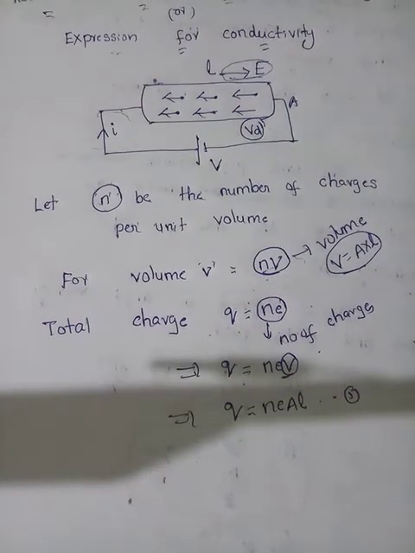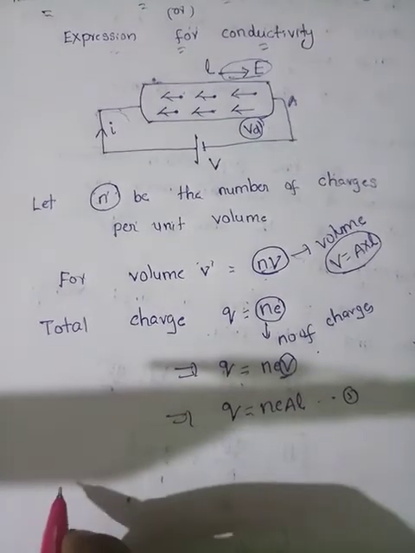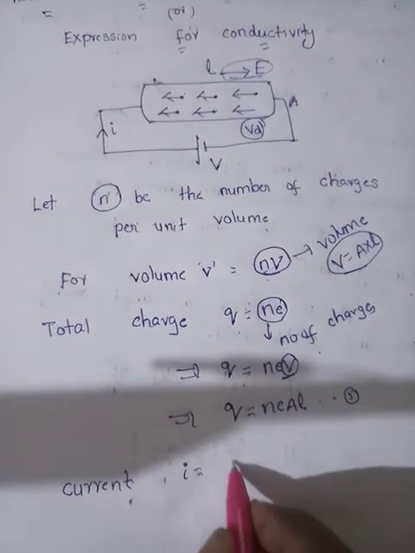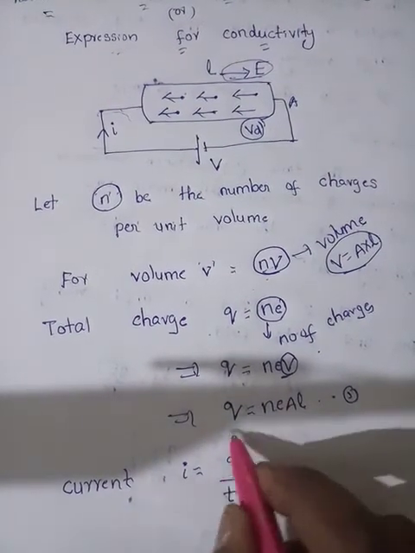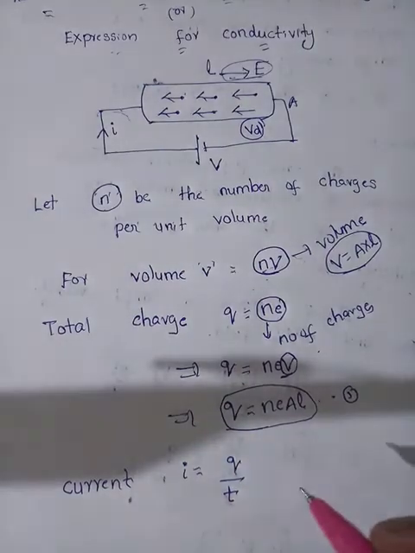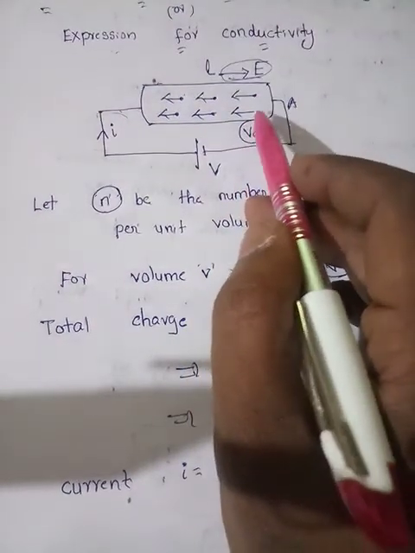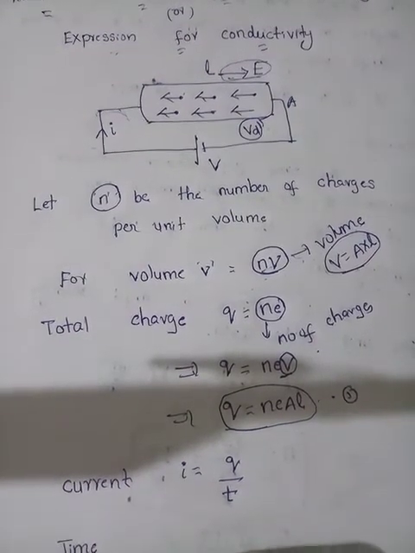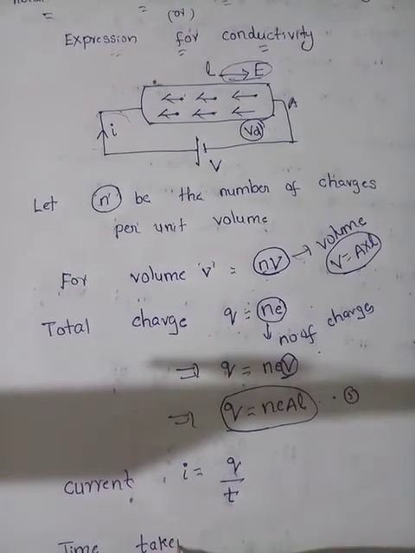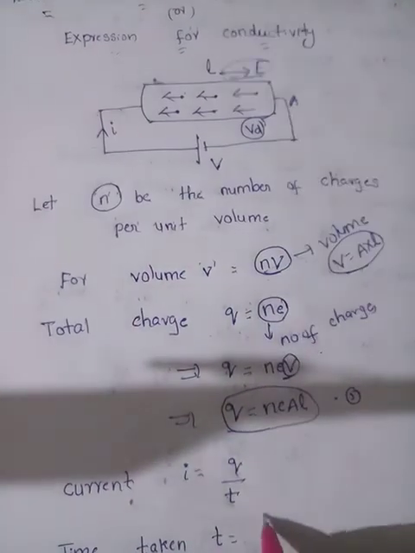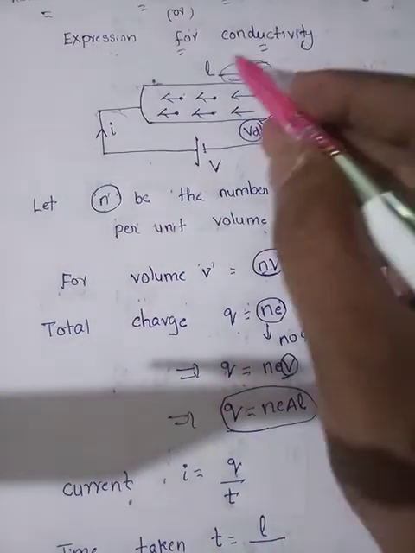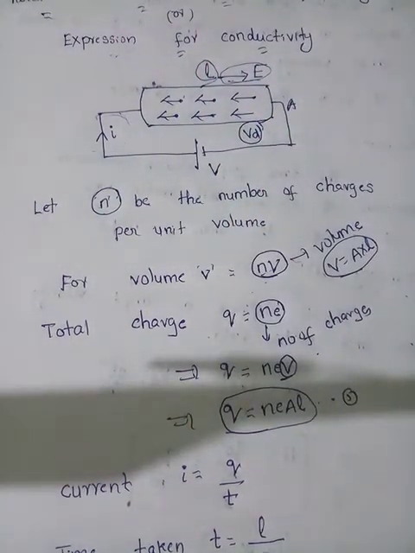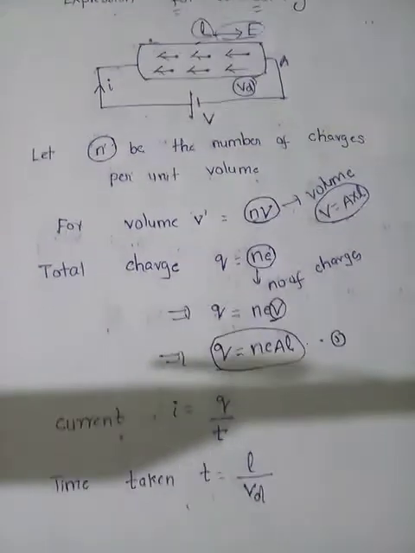Okay. Now what I have to calculate? Current. What is current? Current I is equals to Q by t. We calculated Q. Now what we have to calculate? Time. So time taken by charge to move from one end to another end. So time taken to make the charge flow from one end to another end is what? Distance by velocity. The distance covered by the charge is L and it is moving with the drift velocity, so L by Vd. Got it?